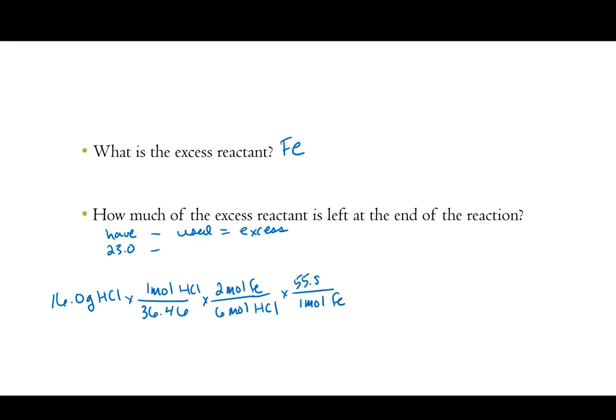And 55.85 grams. So I get 8.17 grams here. And so again, what that means is when I use that 16 grams of hydrochloric acid, I'm also using 8.17 grams of iron. So 23 minus 8.17, 14.83. Sig fig rules, we did subtraction, so it's decimal places. So 23.0 only has one decimal place. So 14.8 grams of iron will be my excess.